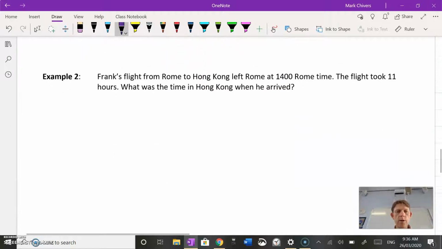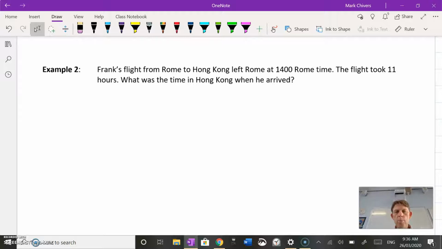So the next question we've got is Frank's flight home from Rome to Hong Kong. He left Rome at 1400 Rome time, so that's 2 p.m., and it took 11 hours. What time was it in Hong Kong when he arrived?